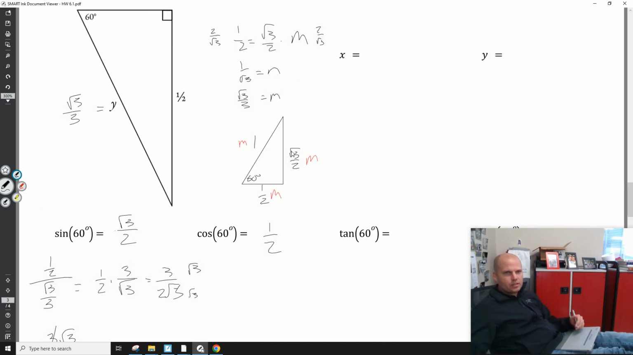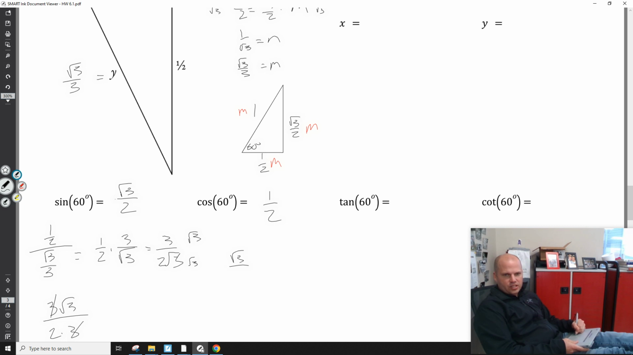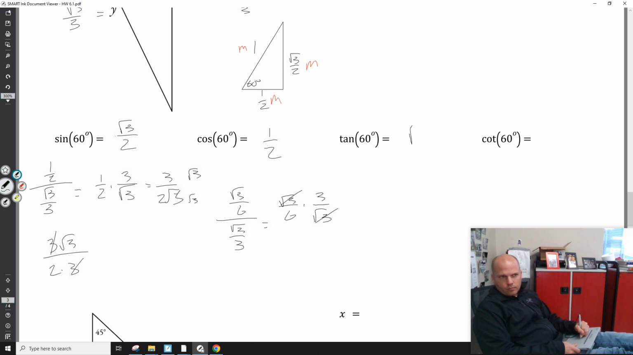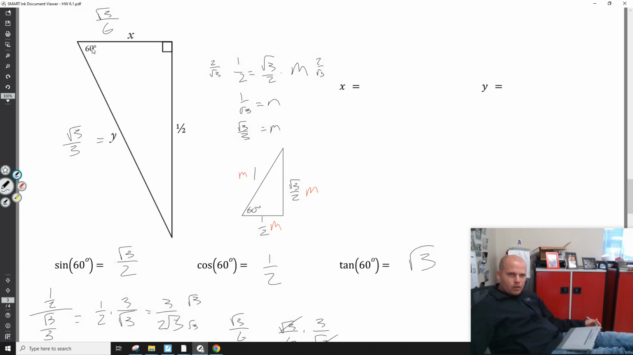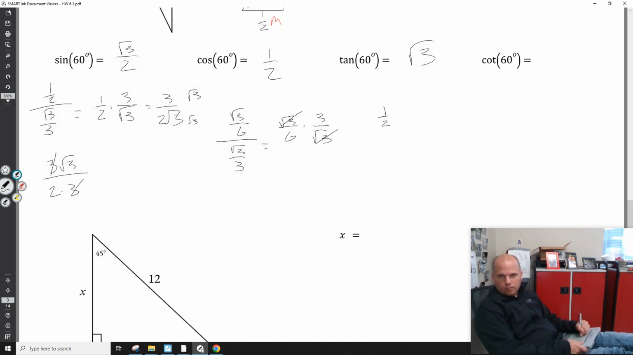Do it with these side lengths. Root 3 over 6 is the adjacent side. The hypotenuse is root 3 over 3. That works out nicely. Or we don't have to rationalize because the root 3's cancel. 3 over 6 is 1 over 2. The tangent of 60 degrees is root 3. Okay. You want to get that a different way? 1/2 divided by root 3 over 6. Three over root 3. Rationalize.